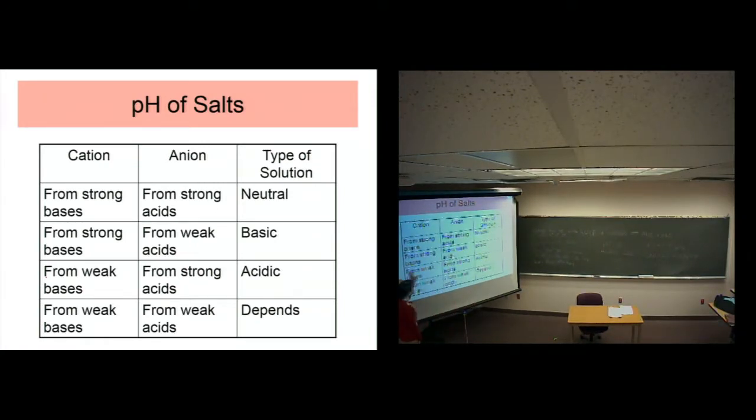Okay, and the very last one. Weak base. What would that be? Acidic. Weak acid. Basic. Uh-oh. It depends. It depends on which one is stronger. Which one is stronger? We have to calculate the pH for both of them and compare.